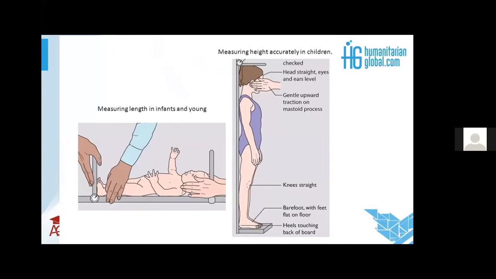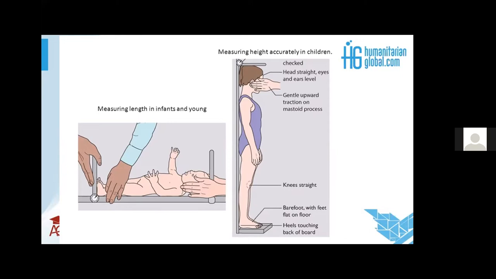We can also explore other kinds of measurement. You can take anthropometric measures, with the proper skills that are recommended to take the height.